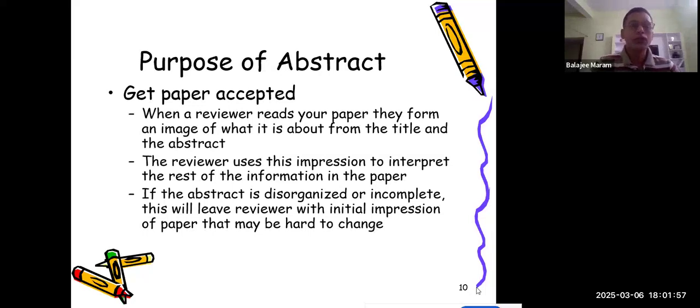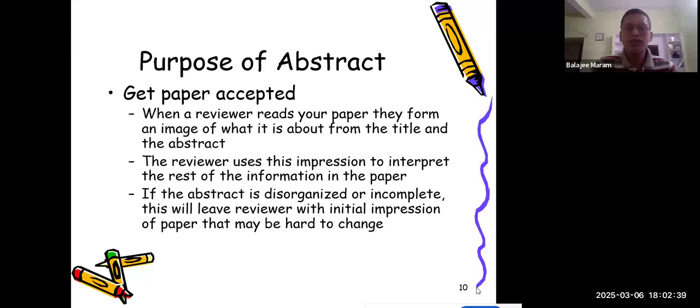So, in such a way, we need to prepare the abstract. Okay? Here the first point: when a reviewer reads your paper, they form an image of what it is about from the title and abstract only. Usually every reviewer reads the title first. If the title is attractive, definitely they will check the abstract. If the abstract is good, then they will go for the remaining content of the paper. So in this scenario, the paper title and paper abstract play a vital role for acceptance.